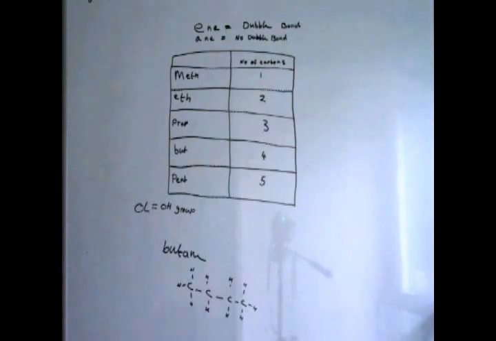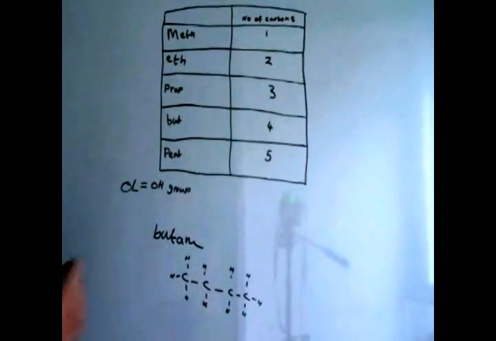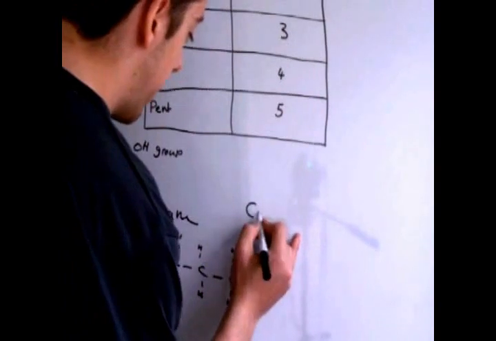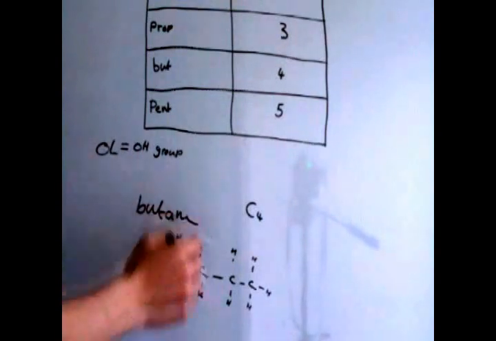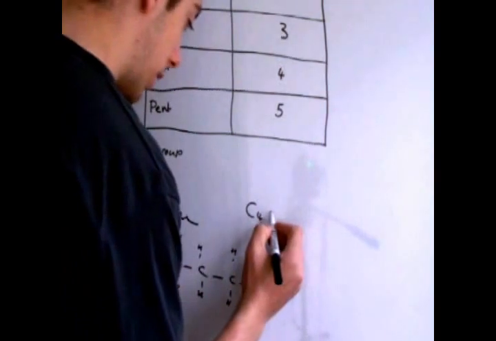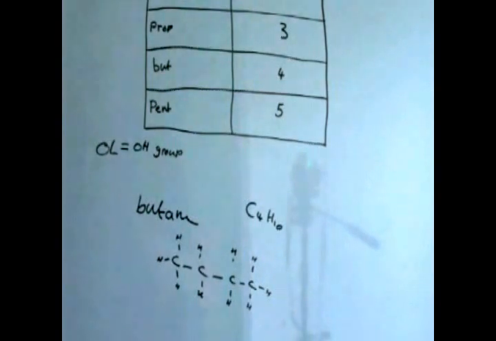Okay? Now, butane, we can work out from this the chemical formula. Well, there's four carbon atoms for a start, so that's going to be C4. Now, hydrogen atoms. There's 1, 2, 3, 4, 5, 6, 7, 8, 9, 10. 10 hydrogen atoms. So that would be H10. So the chemical formula for butane is C4H10.